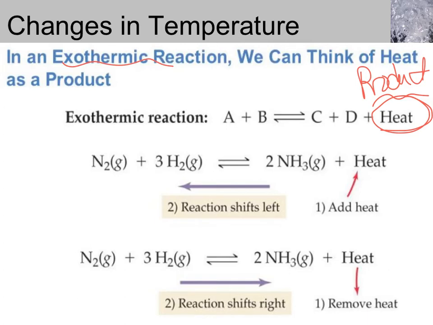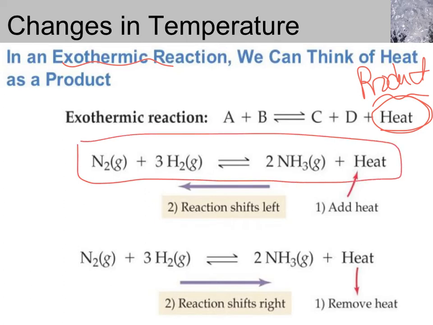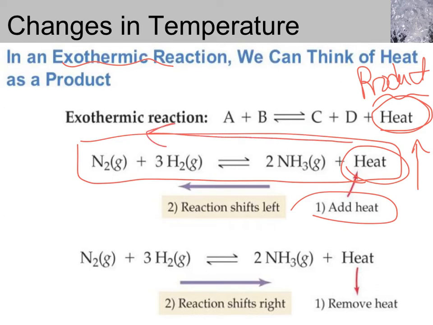So let's look at an exothermic reaction. We have heat written in as a product, and let's say that the problem tells you what happens when you add heat to this reaction. Well, heat we're going to treat like a product because it's exothermic. So if you, like any product, increase the amount, the reaction will shift away from it to try to get rid of that extra heat you just added. So it's going to shift left.